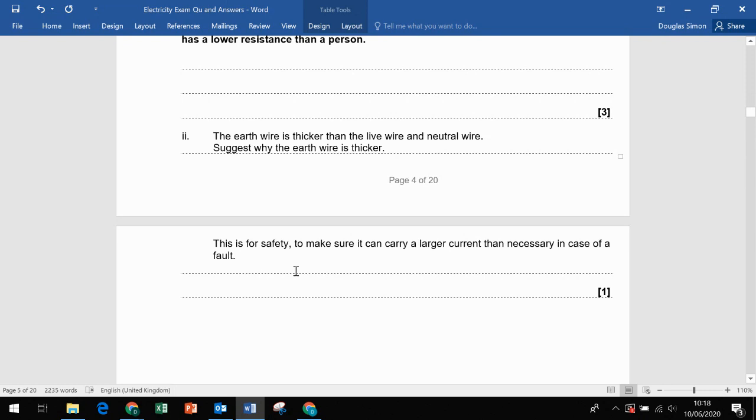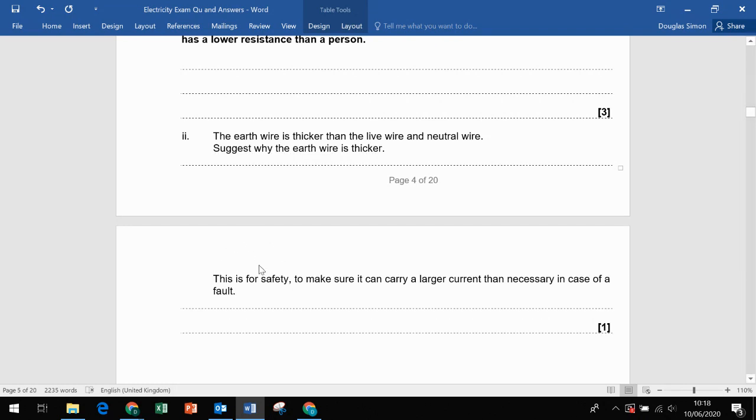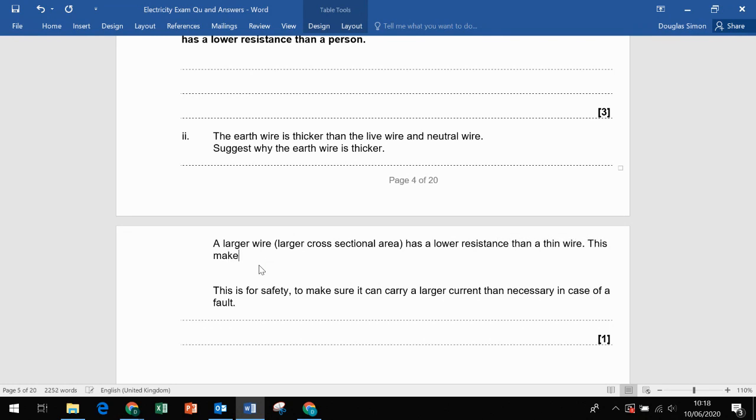Also, in fact, I don't actually think this is the main reason. I've just realized now. What else is really important? A larger wire with a larger cross-sectional area has a lower resistance than a thin wire. So this makes an even lower resistance path.